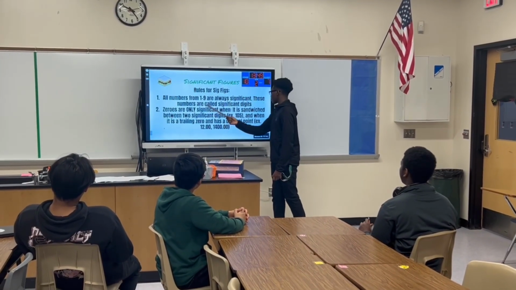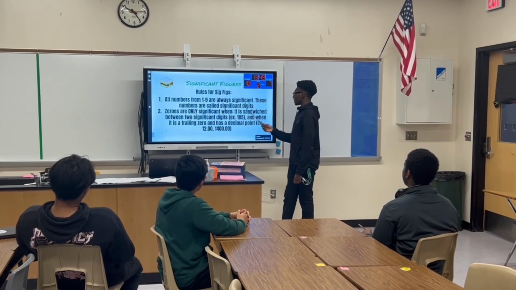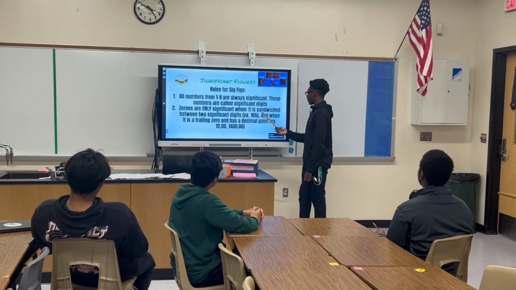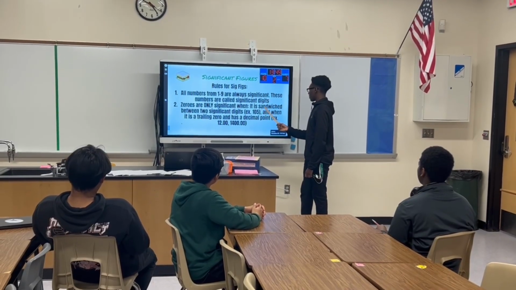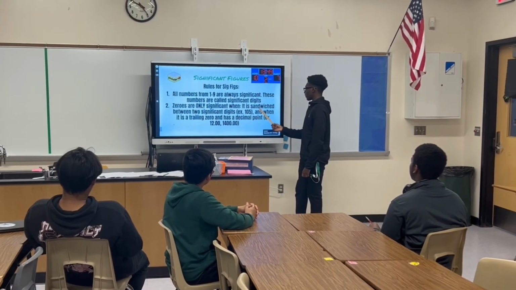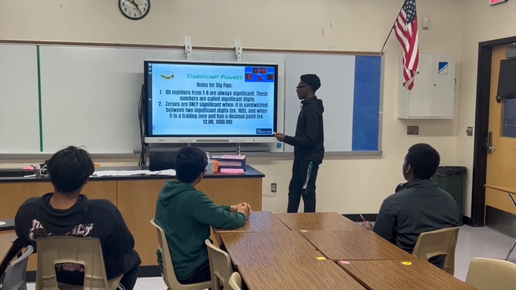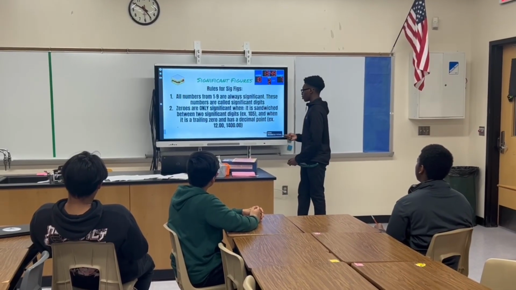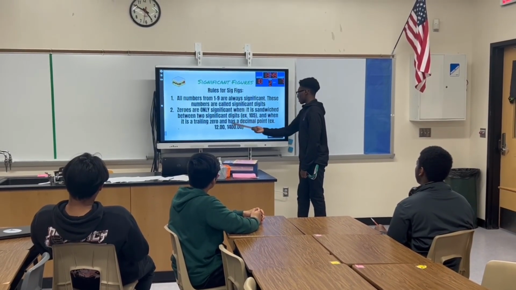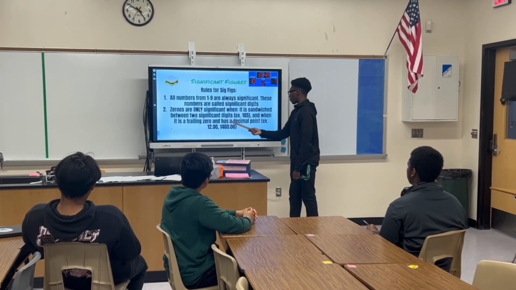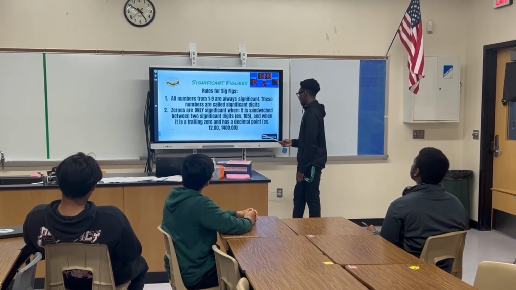Zeros are only significant when they are sandwiched between two significant figures. So for example, 105. The 1 is significant, the 5 is significant, the 0 is sandwiched between the 1 and the 5, therefore it's significant. And then when it is a trailing 0, for example here, it's trailing the 2, it's trailing the 1, it also has to have a decimal point.